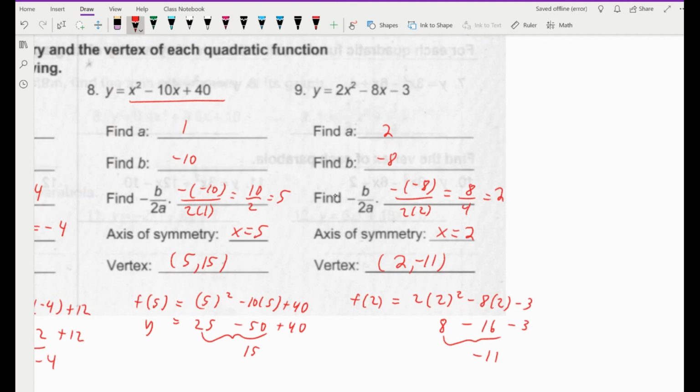Now this is the second video going over section 8.2.